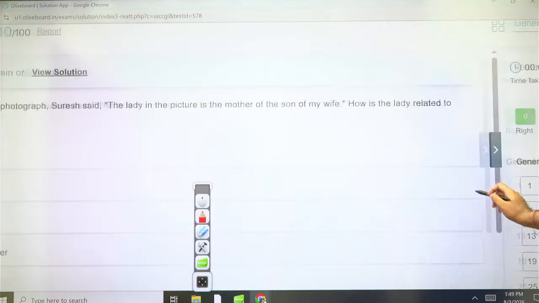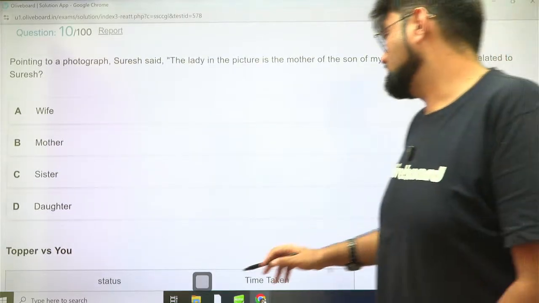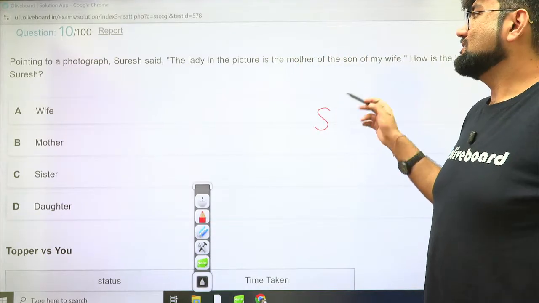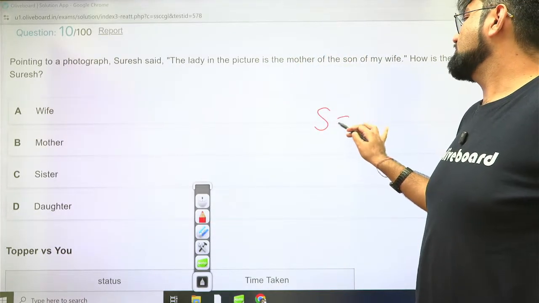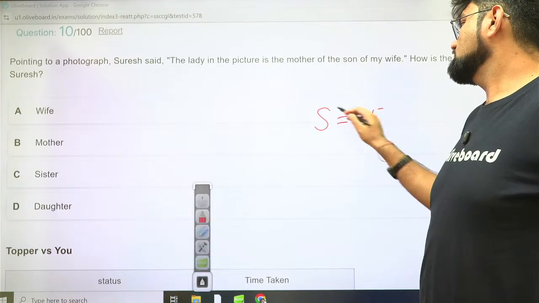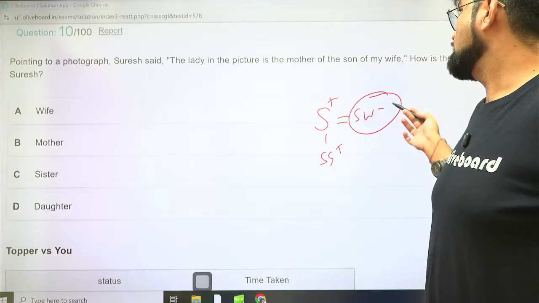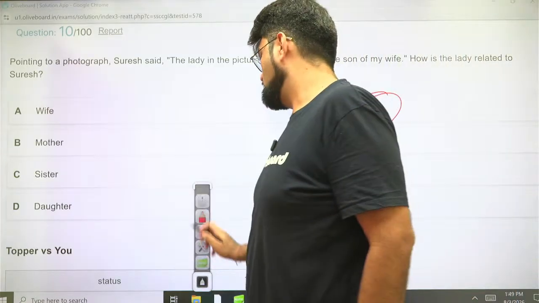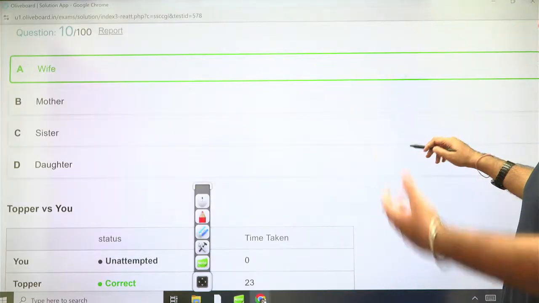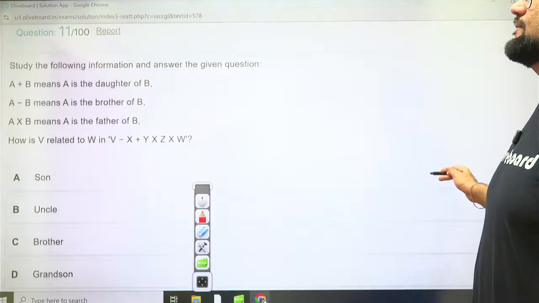Not a problem. Pointing to a photograph, Suresh said, the lady in the picture is the mother of the son of my wife. So Suresh is saying, we start from the speaker. The lady in the picture is the mother of the son of my wife, Suresh's wife. And the son of Suresh's wife means Suresh's son, and the mother means again his wife only. So how is the lady related to Suresh? She is the wife of Suresh. This was actually easy. You didn't have to draw it, but I am drawing it so that everybody can comprehend, but actually you could have done it directly.